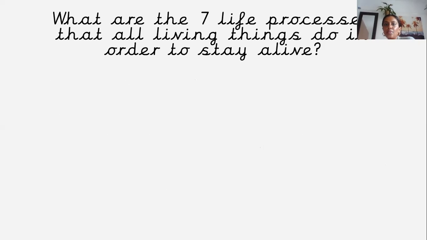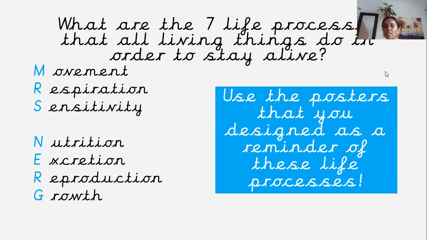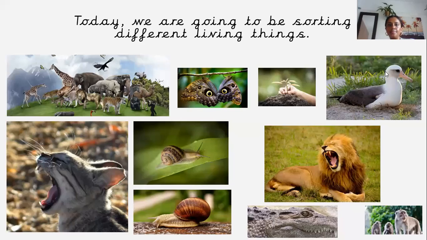So there are 7 life processes that all living things do in order to stay alive. Some of you did complete the work on making a poster on one of those, and that was really great to see. There was a reason why you were asked to make your poster. Use the poster that you designed as a reminder of these life processes. Your 7 life processes: you've got movement, respiration, sensitivity, nutrition, excretion, reproduction, and growth. All of those 7 things are required for living things to be able to stay alive, including us.